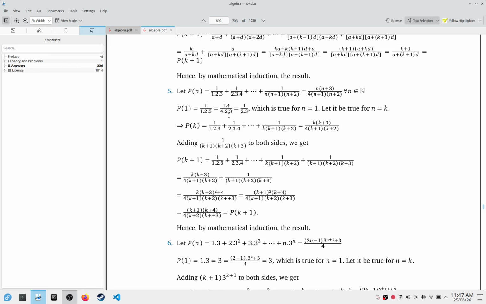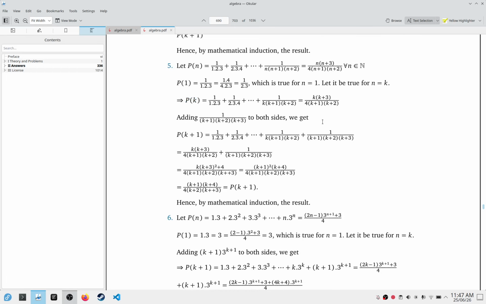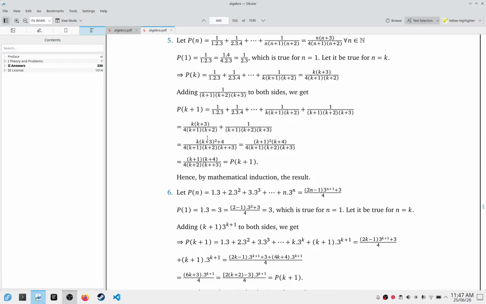We let it be true for n is equal to k, so we substitute n is equal to k here, and we have this relationship. Now we add 1 over k plus 1 times k plus 2 times k plus 3 to both sides. The left hand side will be in the form of Pk plus 1, and right hand side we solve. We get k plus 1 times k plus 4 over 4 times k plus 2 times k plus 3, which is equal to Pk plus 1, and hence by mathematical induction we have the result.